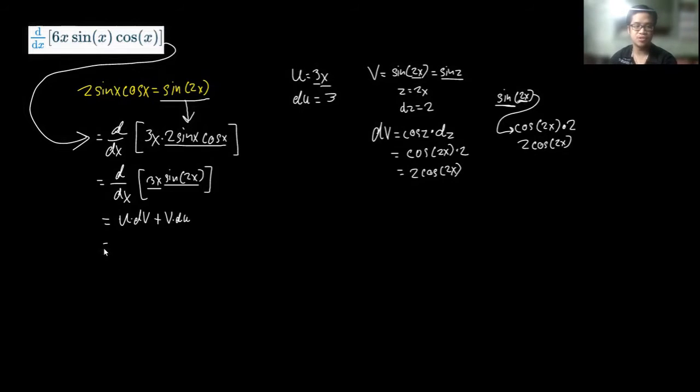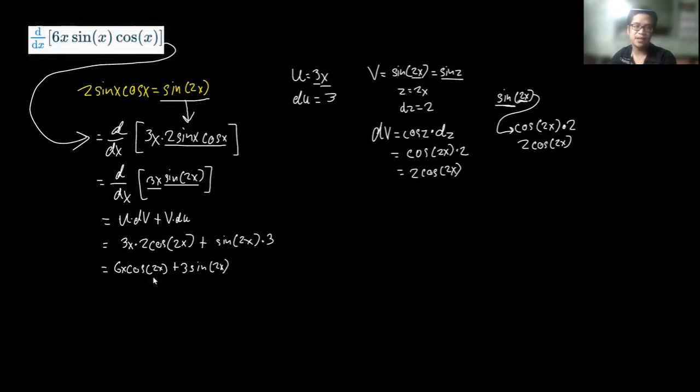So now let's substitute. You have your u as 3x times your dv, which is 2 times cosine of 2x, plus my v here, which is sine of 2x, and then my du, which is 3. So I will have 6x times cosine of 2x plus 3 times sine of 2x. This could be my final answer.